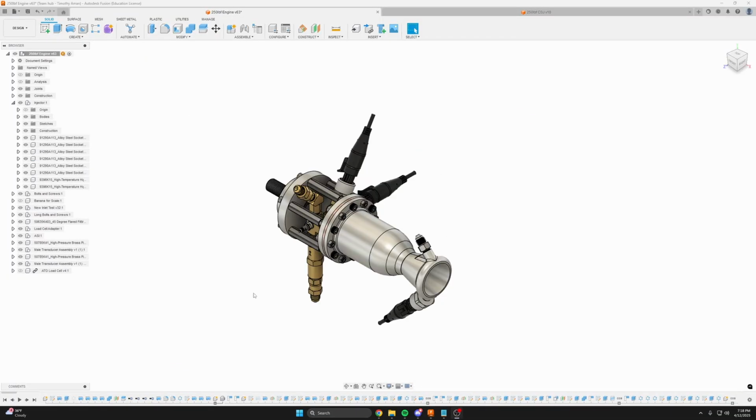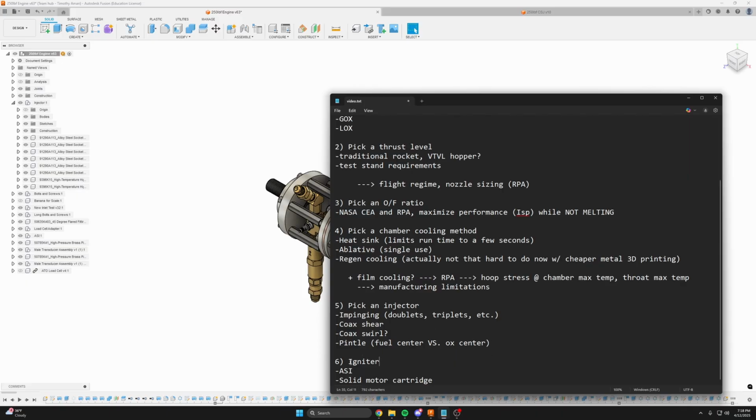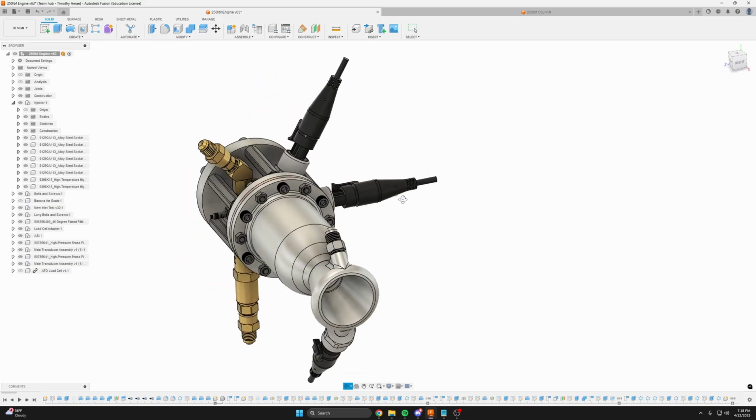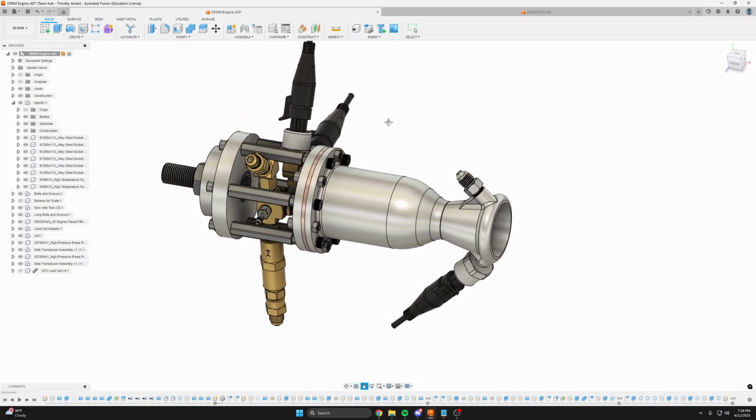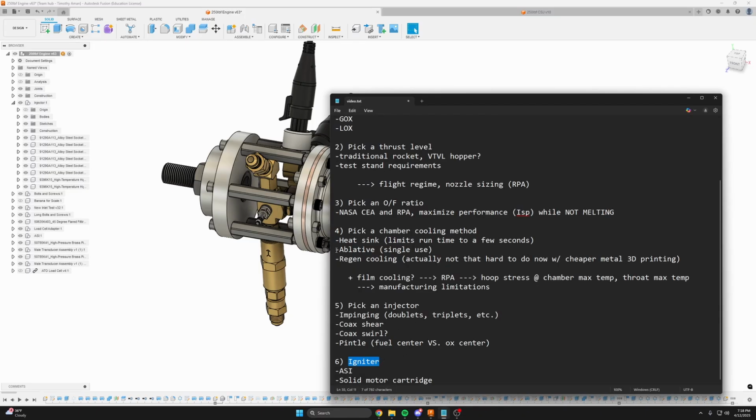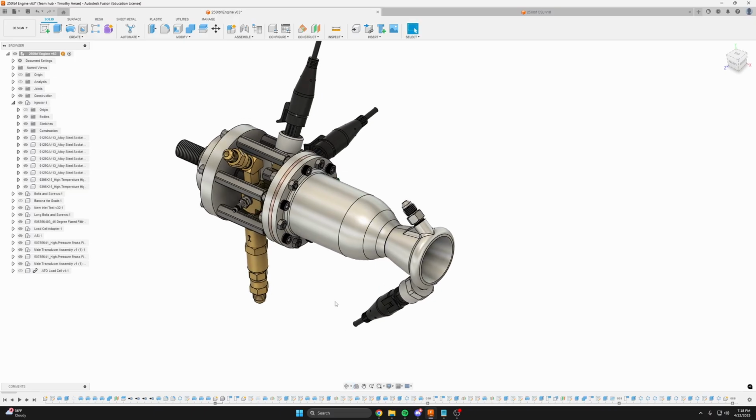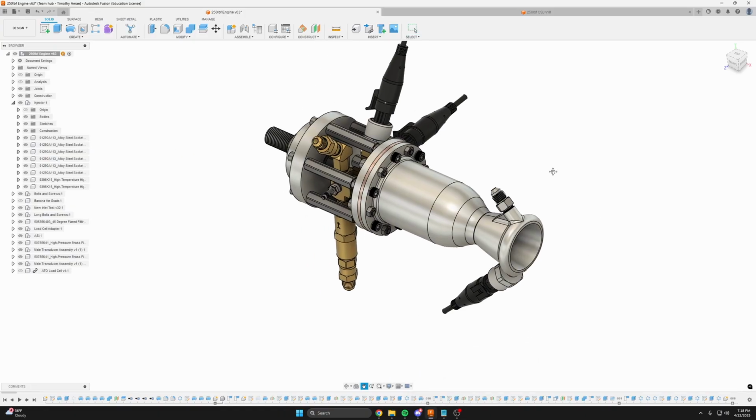And then the last thing I would mention that you want to consider is how you're going to light the chamber of your rocket engine. If you have a small enough engine, you can probably get away with just using a spark plug. But once you pass a certain point, that just won't provide enough energy to start the self-sustaining combustion reaction. So at that point, you need some other higher energy method of ignition.